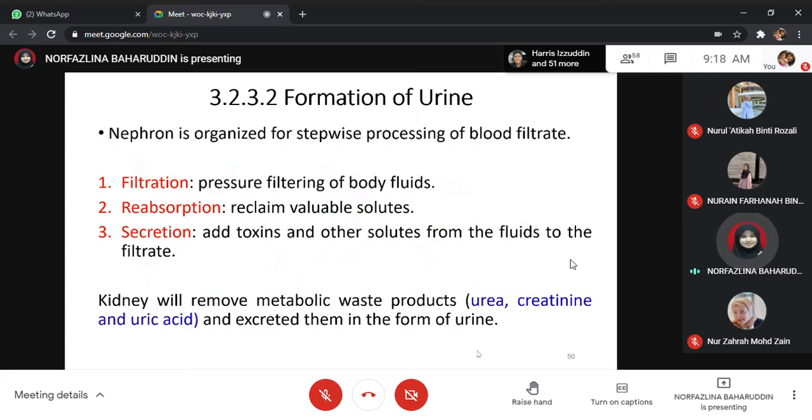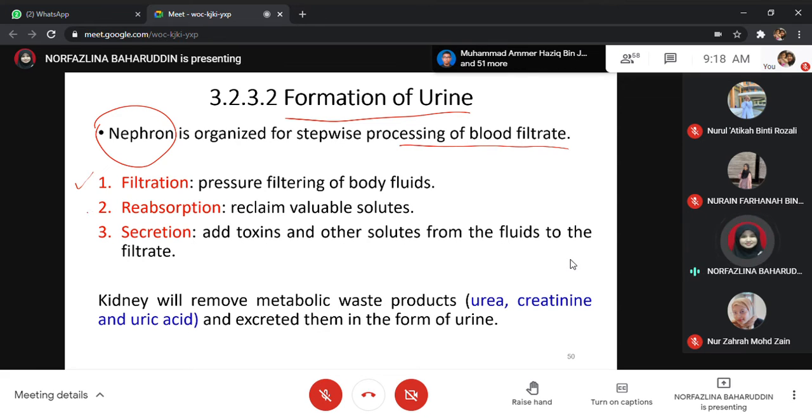Now kita tengok, nephron is organized to process blood filtrate. So ni main job, formation of urine. Ni main job of nephron actually. First mesti ada filtration by glomerulus, then reabsorption, secretion. Filtration function carried out by glomerulus. Ingat balik glomerulus tadi dia macam penapis, filtration. Reabsorption and secretion, dua ni kita boleh combine. Function ni carried out by tubule tadi.